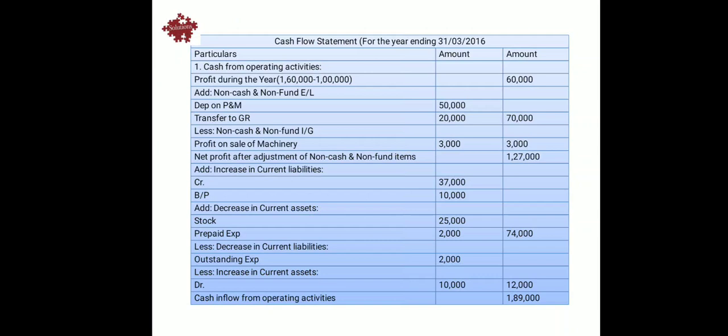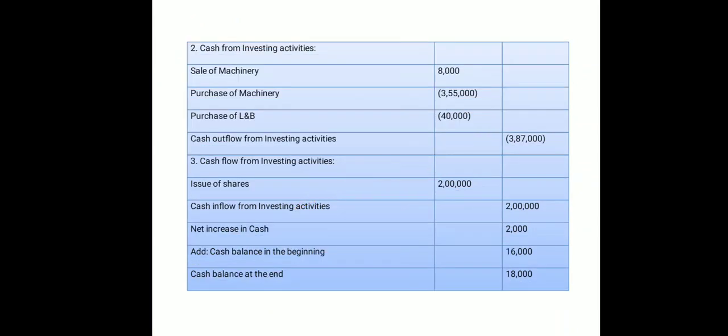In any cash flow statement you will have three parts. One is cash from operating activities, next is cash from investing activities, and next is cash from financing activities. Just now we have got a cash inflow because it is positive. If the final amount is negative, then it is a cash outflow. So this is your cash inflow from operating activities. This one clear? Now moving to the next part.